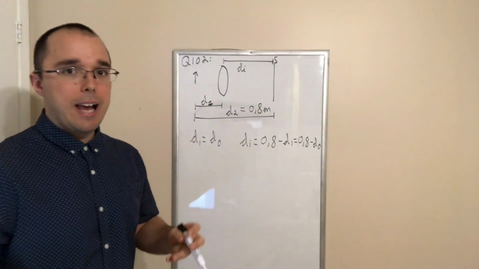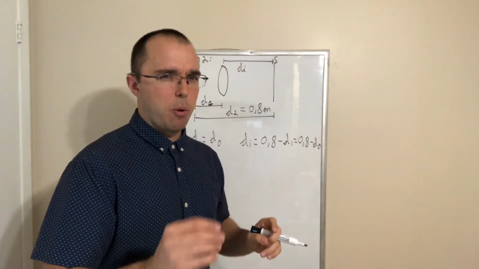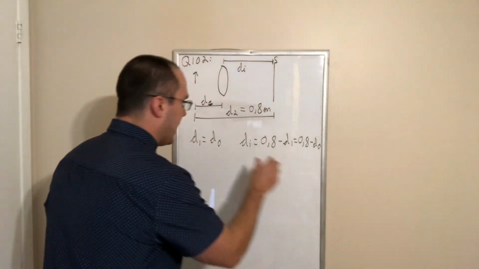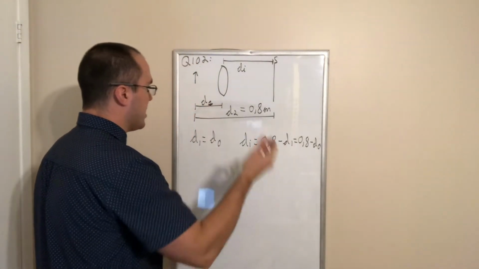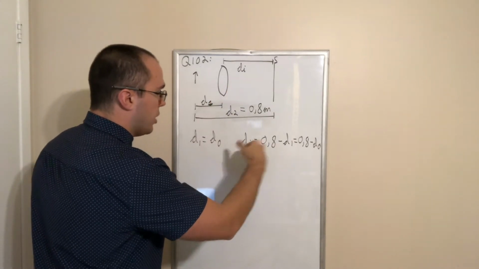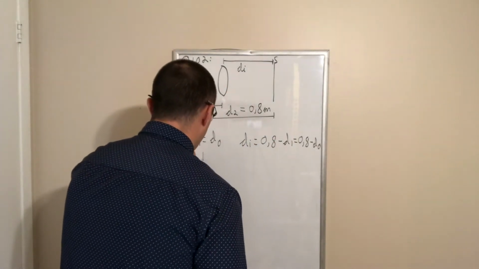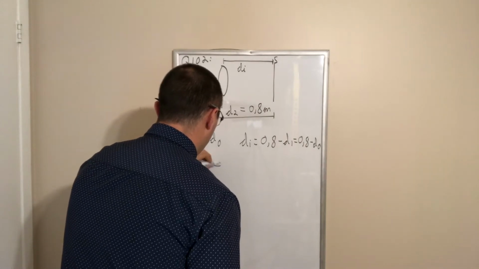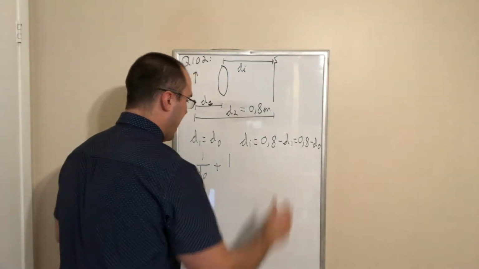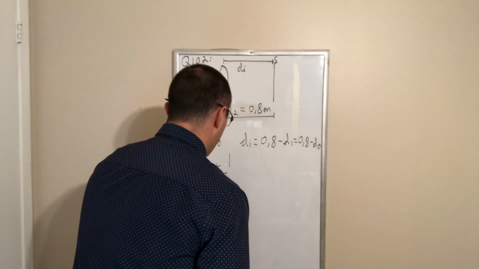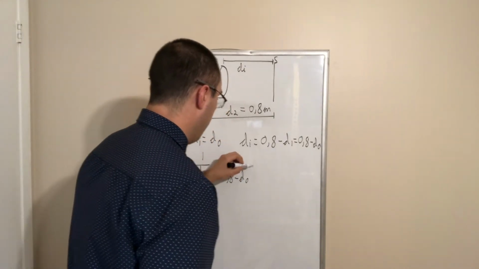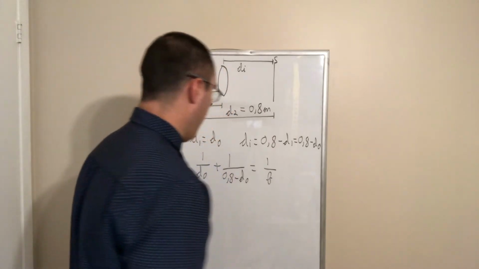All right. Now, let's write down the lens formula, and we will see that it's a bit tricky here. We will replace the distance of the image, because the goal is to find the position of the converging lens, so we want to get rid of that value. So we get 1 divided by do plus 1 divided by the distance of the image, which we replace with 0.8 minus do, and it's equal to 1 divided by f.